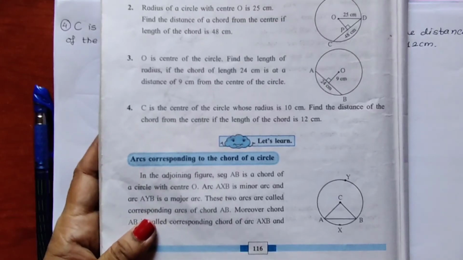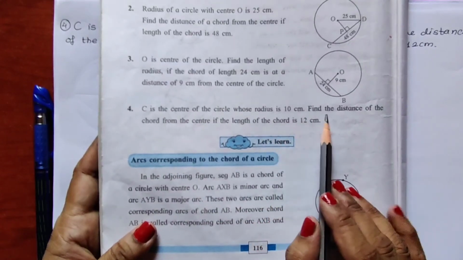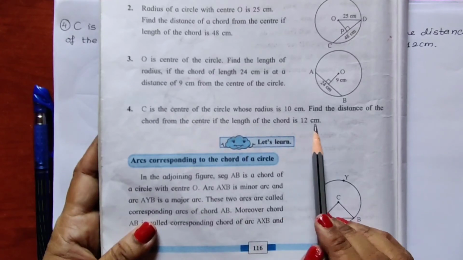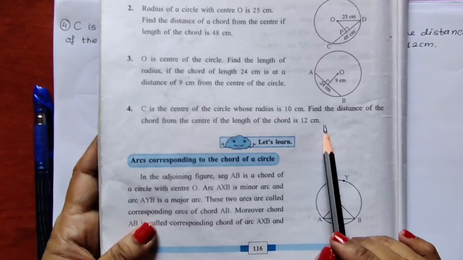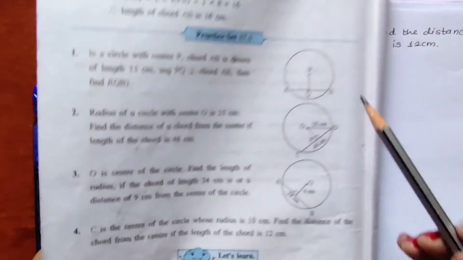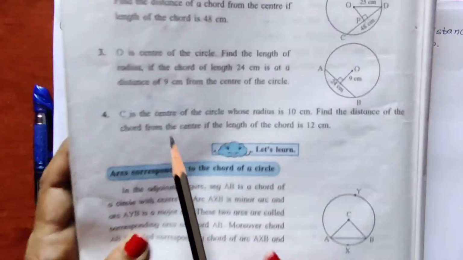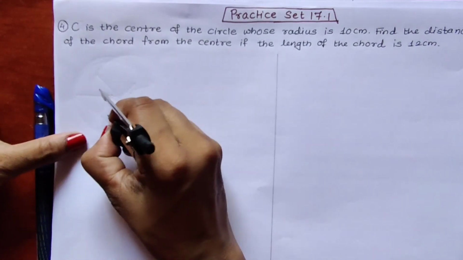Now let us see this last question. C is the center of the circle whose radius is 10 centimeter. Find the distance of the chord from the center if the length of the chord is 12 centimeter. So let us first draw the circle because the diagram is not given for the fourth question. Diagrams 1, 2, 3 are for the 3 questions respectively, but for the fourth question the diagram is not there, so we have to draw it. So let us first draw any circle over here. I am going to draw the circle here.